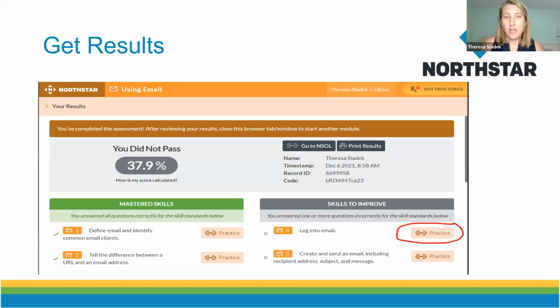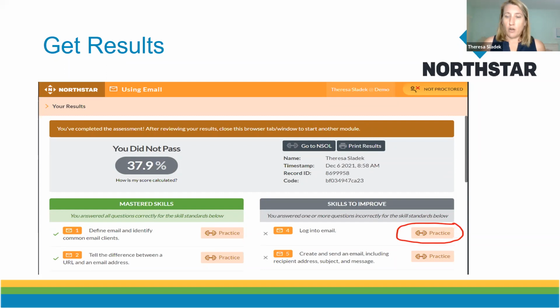If someone, like in this case, their score is very low, and I would say lower than 75% would be applicable here, and you wanted them to work on the self-directed online learning lessons, they could go to underneath this copper colored bar, it says go to NSOL. NSOL stands for Northstar Online Learning, and click on there and they would start at the beginning of the module. The modules take about 90 minutes to do, but they don't have to do it all at once. You can do 5 minutes one day, 10 minutes the next, and it will save your progress.